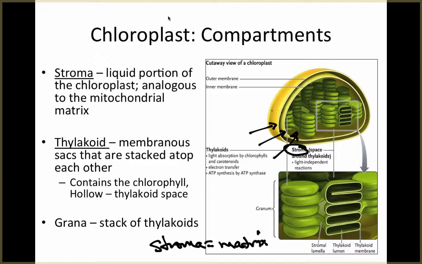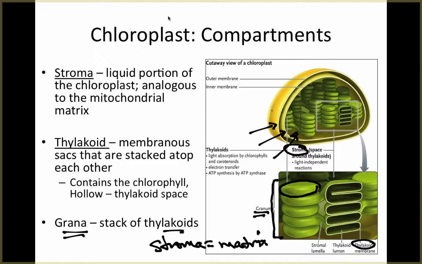And then you can see here that these little things that to me look like York peppermint patties, green York peppermint patties. Essentially, a stack of these is what's known as a grana or granum, right? So if you see a grana, think stack. And these individual peppermint patties are what are known as thylakoids, right? So a stack of thylakoids is a granum.